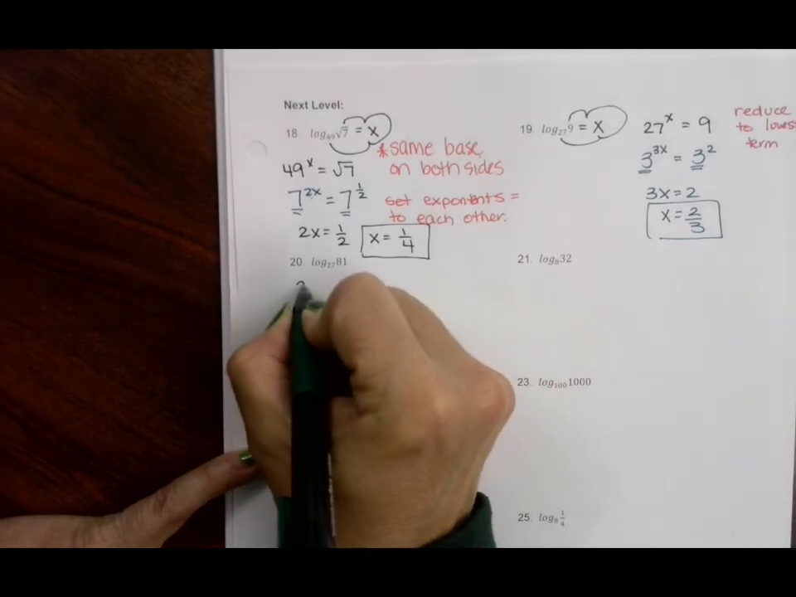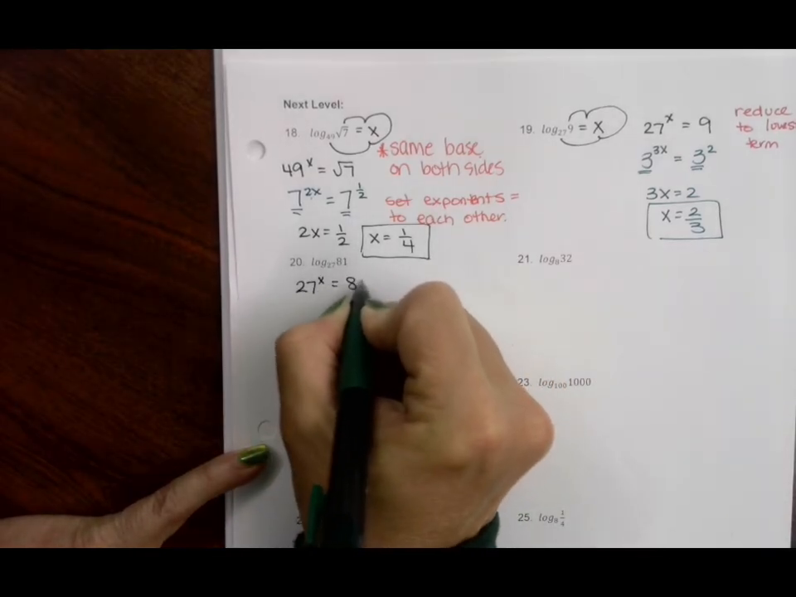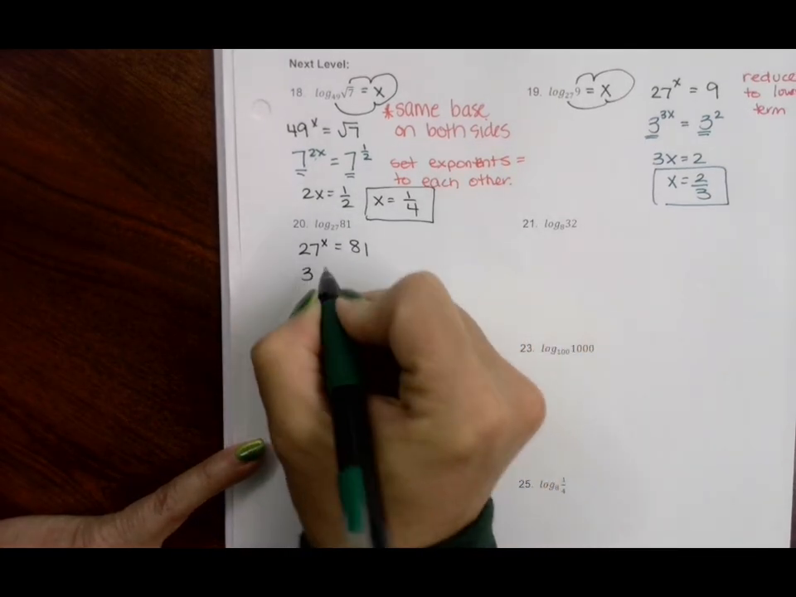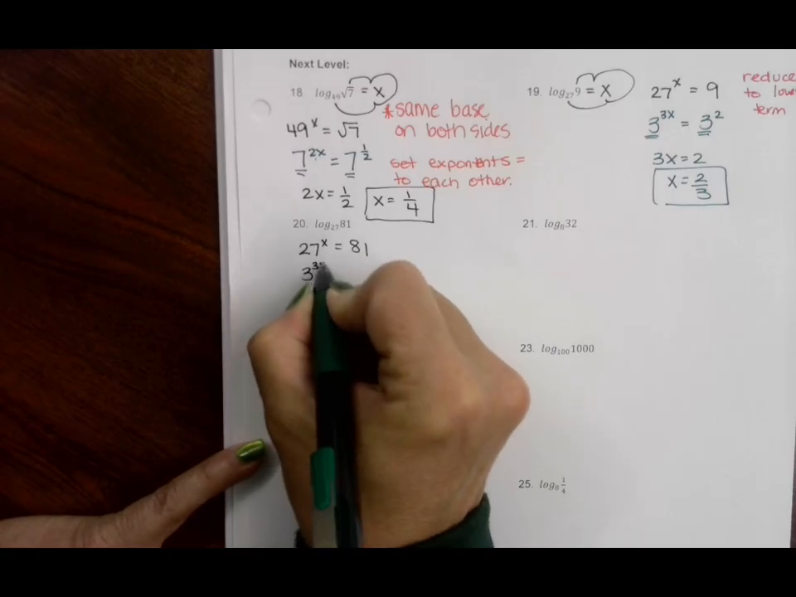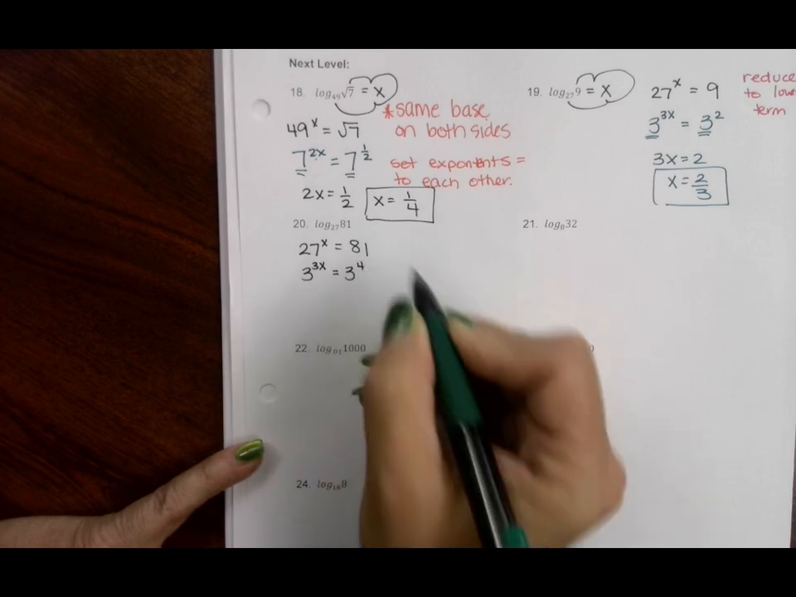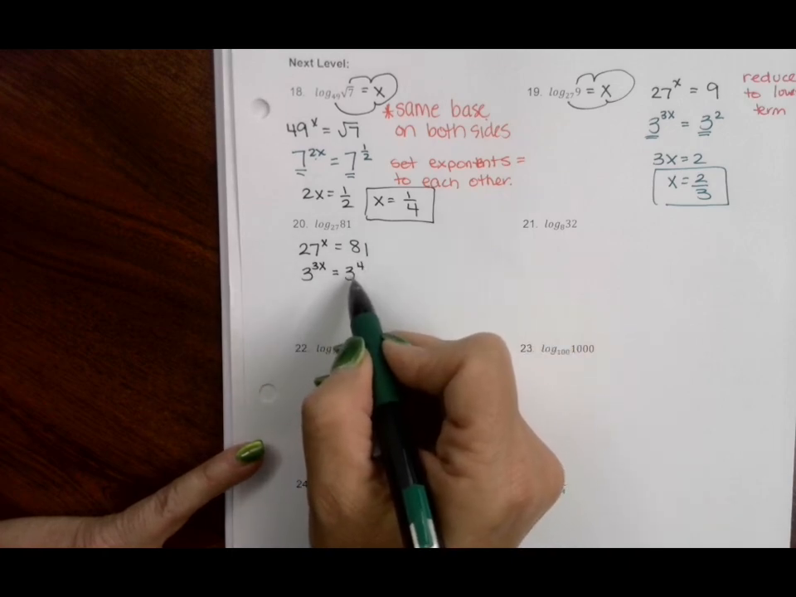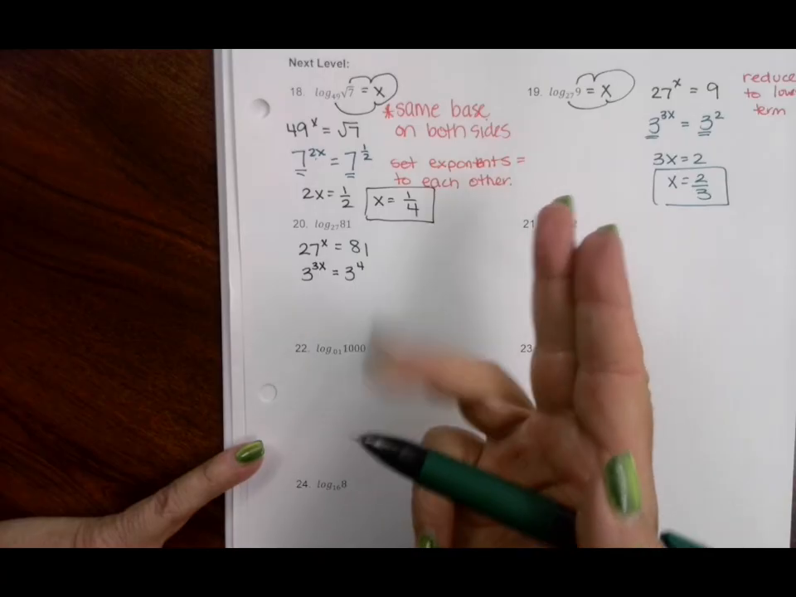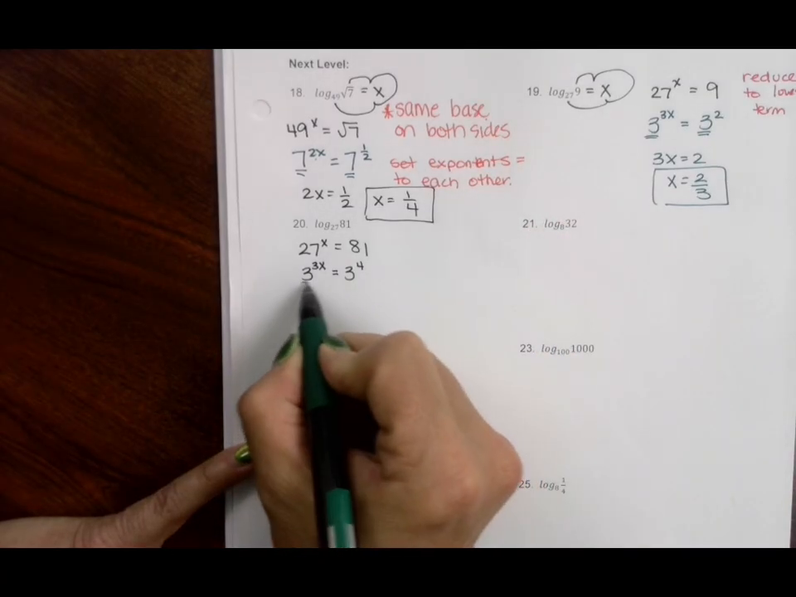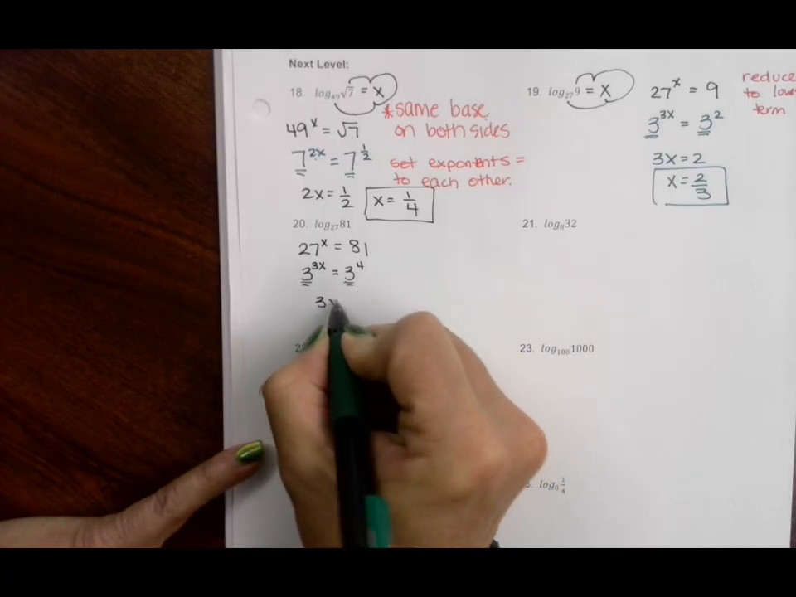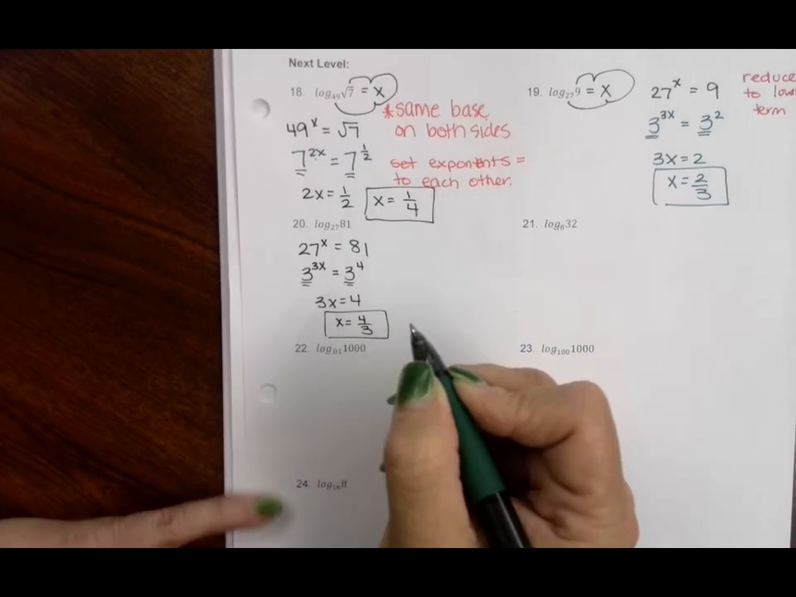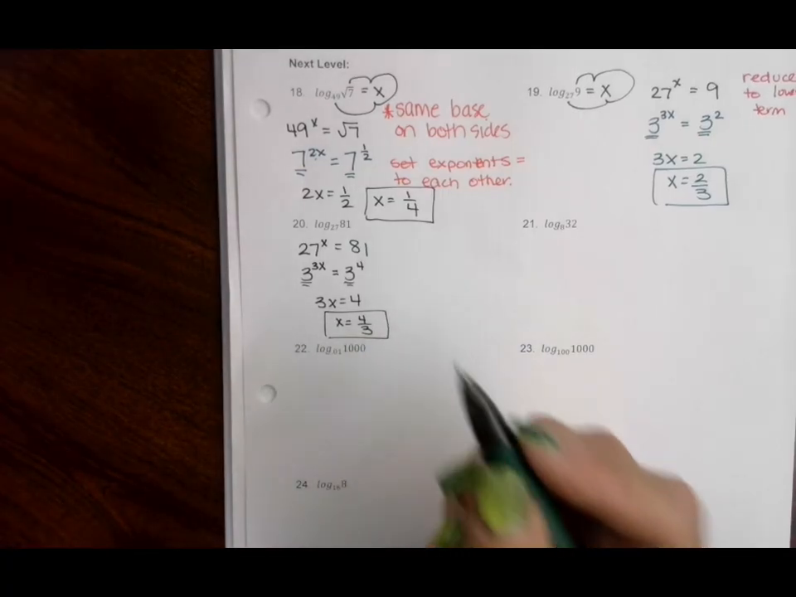I popcorn this out, and I have 27 to the x equals 81. So nothing I can do here. I want to bring all my bases down. So I'm going to say 3 cubed is 27, so 3x. And this is the same as 3 to the 4th. Now, again, that's why it's really important to know these. 3 times 3 is 9, 9 times 3 is 27, 27 times 3 is 81. So now I have same bases. So I have 3x equals 4. So x equals 4 over 3. So again, your multiplication is going to be super important on this.